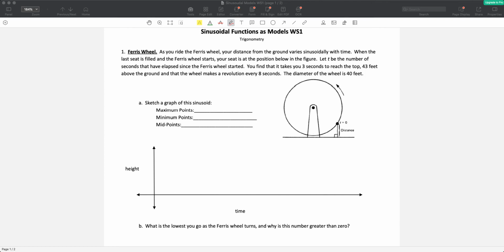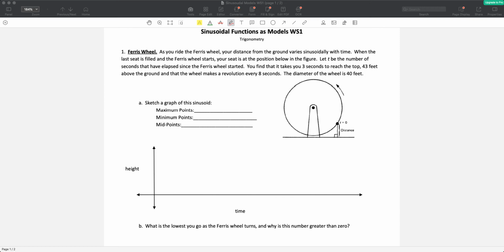A Ferris wheel. It says, as you ride the Ferris wheel, your distance from the ground varies sinusoidally with time. When the last seat is filled and the Ferris wheel starts, your seat is at the position below in the figure. Let t be the number of seconds that have elapsed since the Ferris wheel started. You find that it will take 3 seconds to reach the top, 43 feet above the ground, and that the wheel makes a revolution every 8 seconds. The diameter of the wheel is 40 feet.